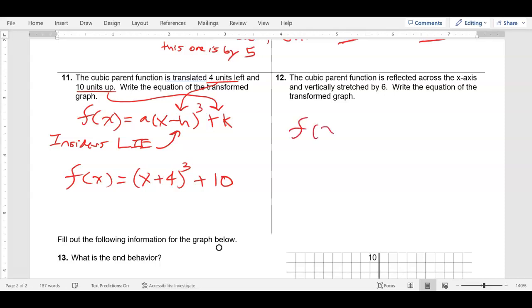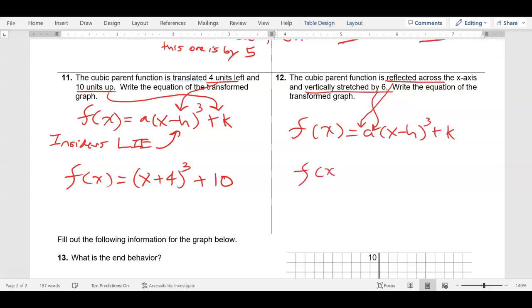So once again, we got f of x equals a times (x minus h) cubed plus k. So it's reflected across the x-axis, which is the sign in front, and it's vertically stretched by 6. That's the a right here. So since it doesn't shift, it's just going to be f of x equals negative 6x cubed. Cool. So reflect across the x is negative. Vertically stretched by 6 is 6x cubed.